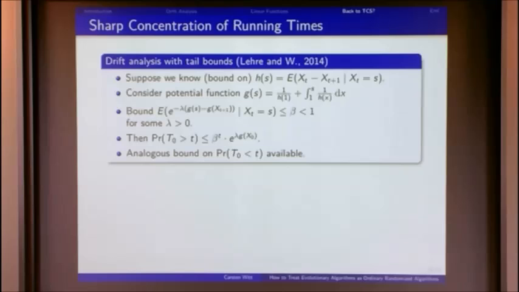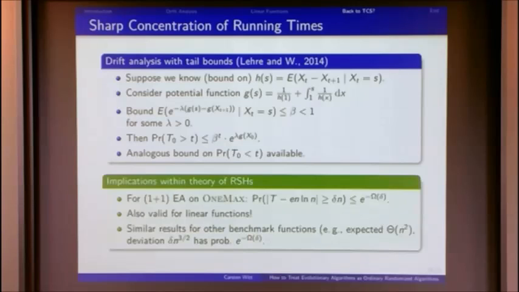And this gives us, for this (1+1) EA on OneMax, coming back to your question, that the expected time was basically e n ln n, and a deviation of more than delta times n around this expectation, above or below, is exponentially small. And the same thing holds for all linear functions, and for other benchmark functions, we have similar statements.